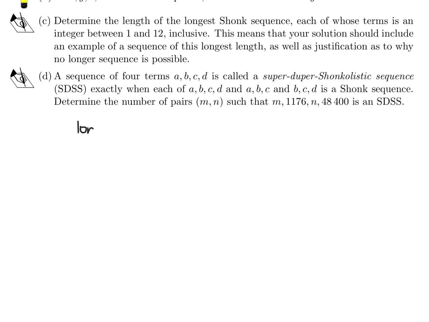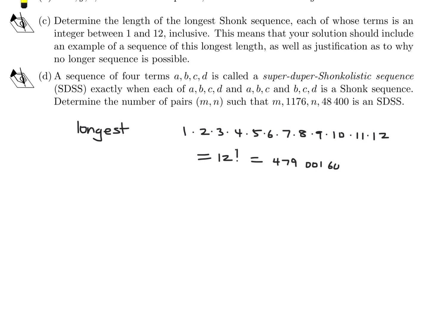Okay, so the longest that you can make, before we test it out to see if it actually qualifies, would just be all the numbers multiplied together, all the numbers from 1 to 12. Now, I'm not sure if this will actually be a Schonk sequence because one of the criteria is that it has to be a perfect square, m squared, where m is an integer. Well, this is essentially just 12 factorial, and 12 factorial is 479,001,600. Now, this is not a perfect square. So length 12, let's just write here, length 12 is not possible.